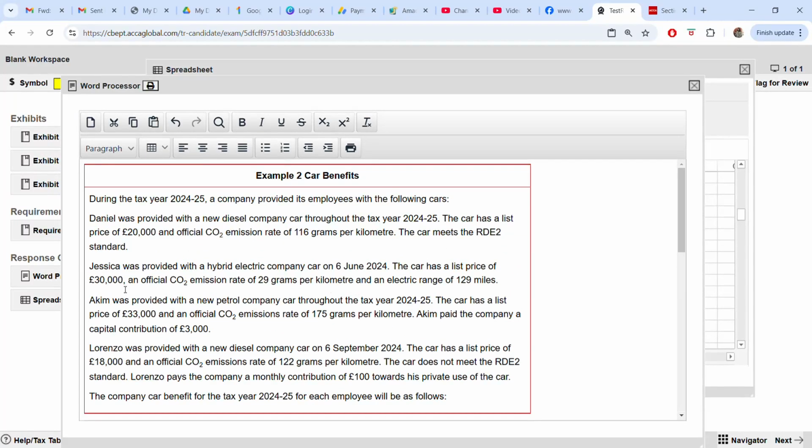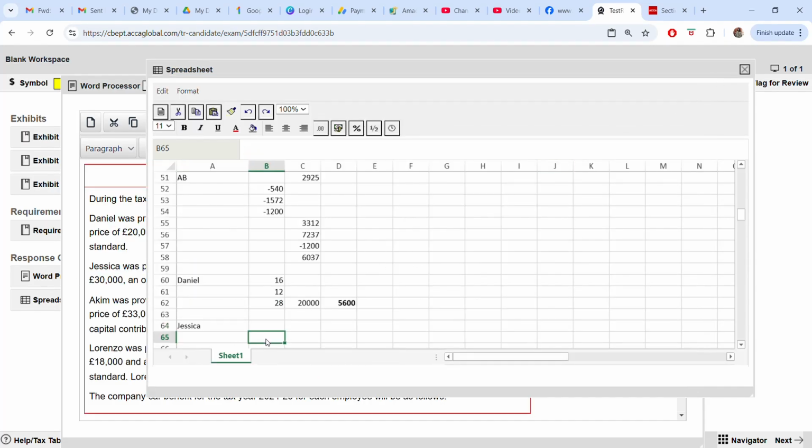And the car has a list price of 30,000. So for Jessica, the relevant percentage is what? 5%, and it is for 10 months. So straight away, it is 5%. This price is 30,000. So when you're taking it, it is this into 10 months, 10 divided by 12. 1,250. This is the benefit for Jessica. Coming to Akeem.